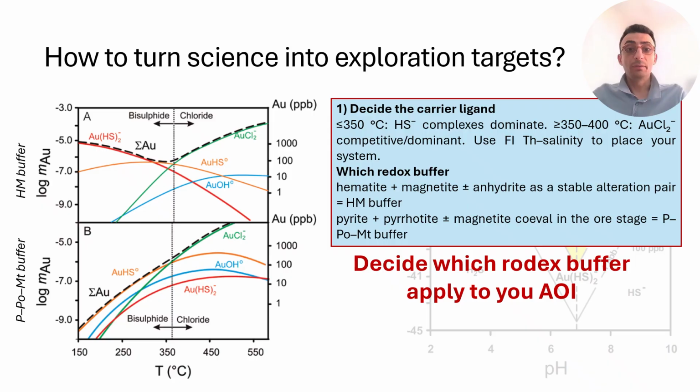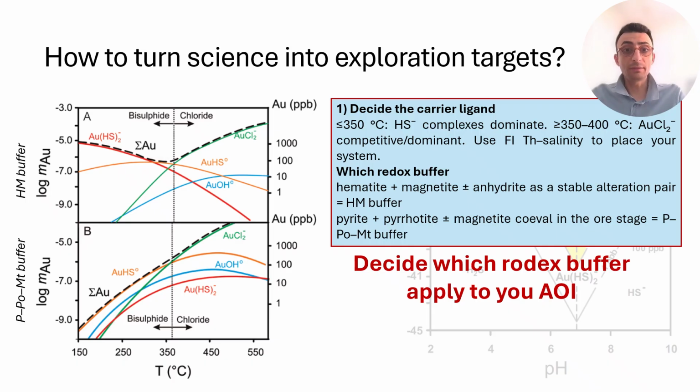Also, you may decide which redox buffer applies to your area of interest. If you see hematite, magnetite, anhydrite as a stable alteration pair, use the hematite-magnetite buffer for fO2 as shown in panel A, and you may expect more oxidized, sulfate-stable conditions, and you can see the gold solubility rebound in panel A.